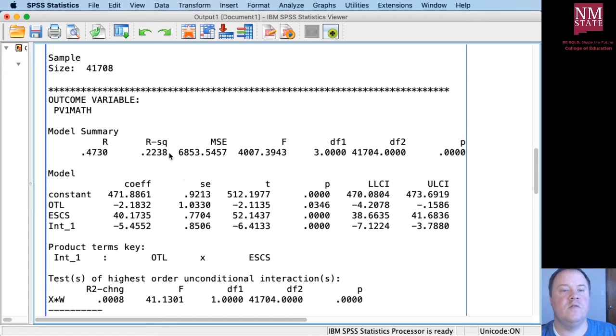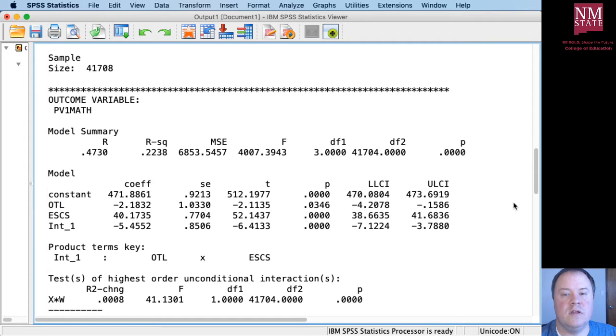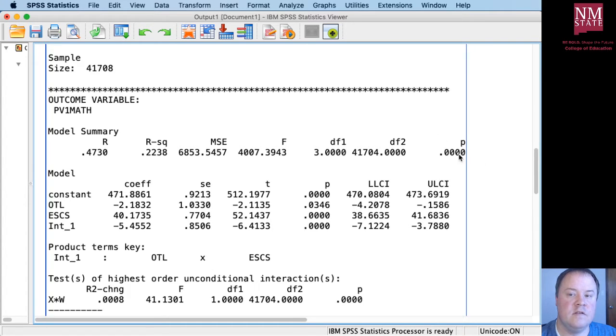Model summary, the total R squared is 0.2238. It's not great, but it's not horrible. We see that the overall model is statistically significant. Here are the coefficients for these variables: opportunity to learn, ESCS, and INT1. That does not mean intercept. The intercept is the constant row. INT1, if you look down here, is the interaction term produced by opportunity to learn multiplied by ESCS.